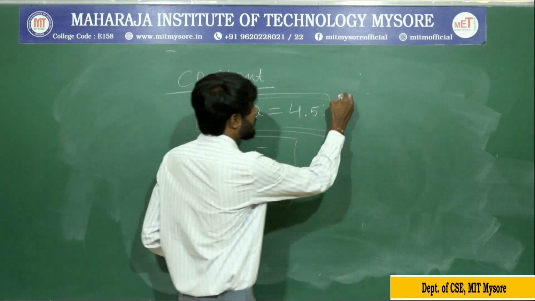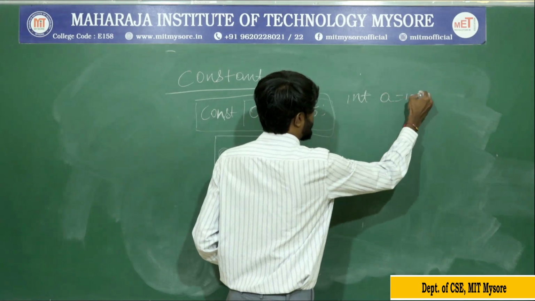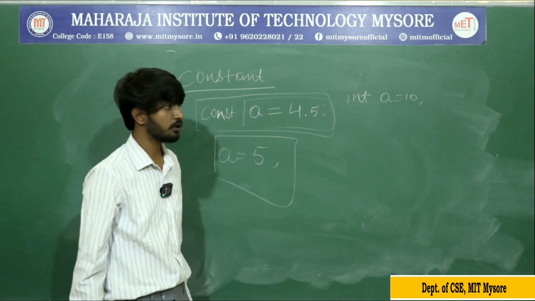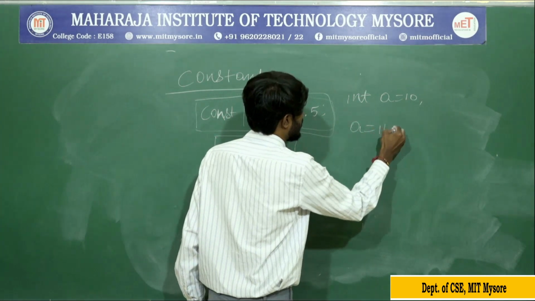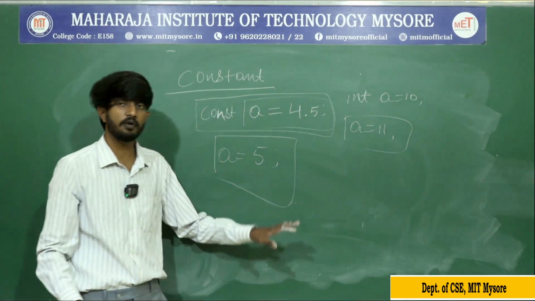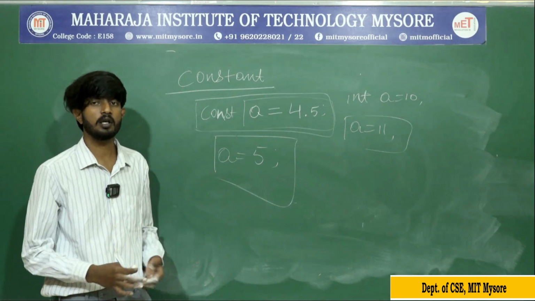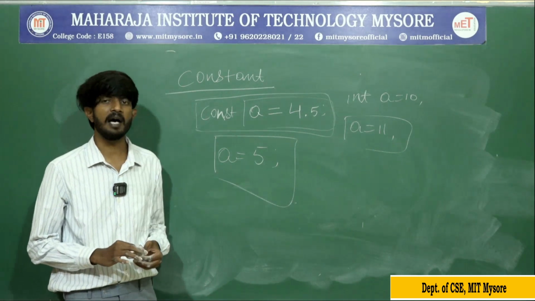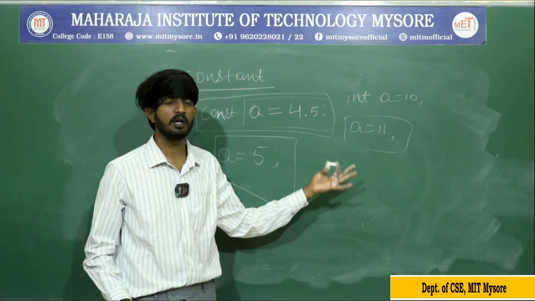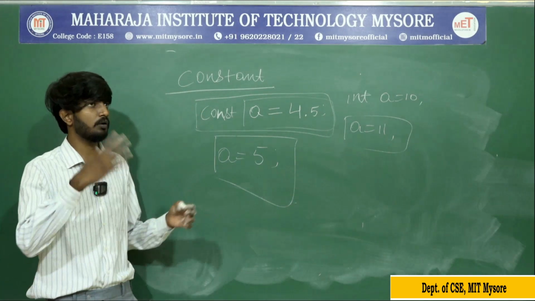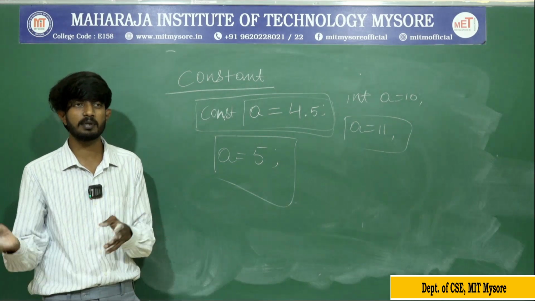In a variable, int a is equal to 10. So I have initialized a is equal to 10. Later on in my program, I can assign a is equal to 11. The value of a is going to be changed to 11. But in the constant concept, we cannot change or manipulate the value of the constant variable. In the variable concept, we can change the value of a variable, like initializing with 10 and assigning 11 or 12 later in the program.